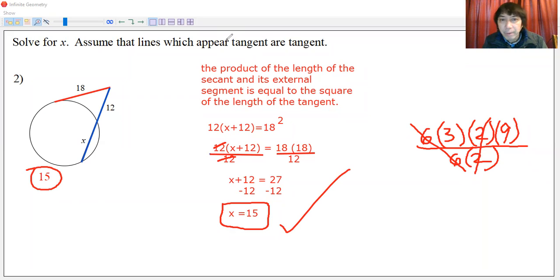So just remember for this type of diagram, if a tangent and a secant of a circle intersect at the exterior of the circle, then the product of the length of the secant and its external segment is equal to the square of the length of the tangent. That will be for this type of problem.